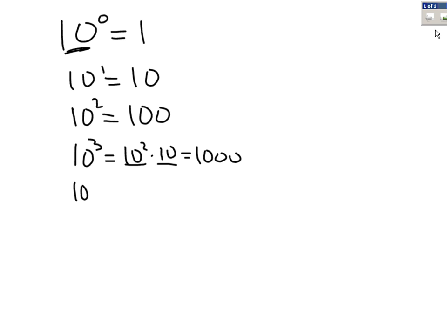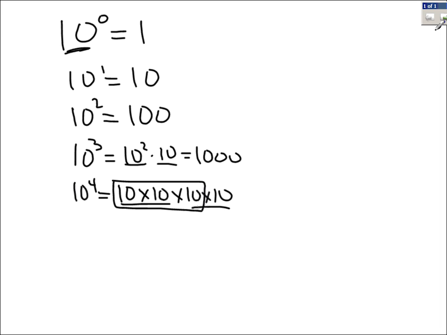Somebody asked me to do 10 to the 4th. I would do 10 times 10 times 10 times 10. Possibly I would do 100 times 100. Or, I just learned what 10 cubed is, it's the line above. It's 1,000 times 10. Nonetheless, it's 10,000. 10 to the 4th is 10,000.